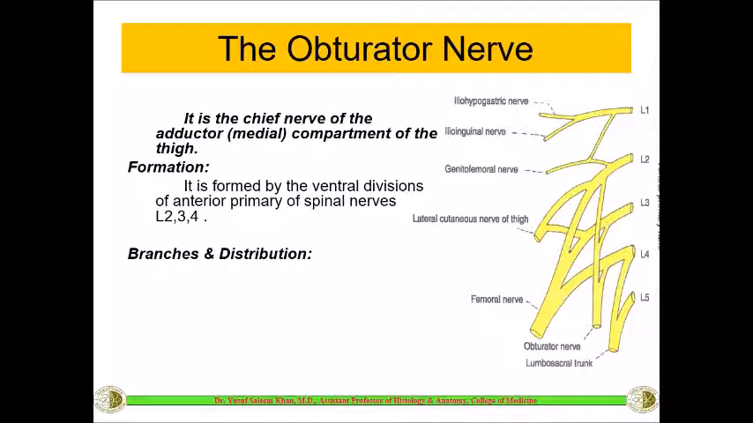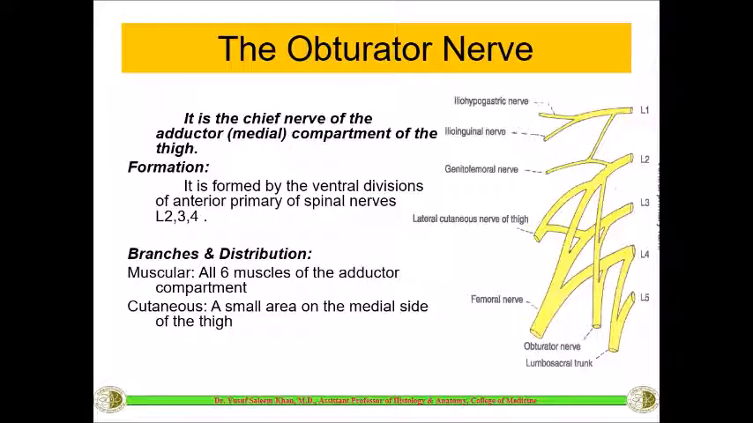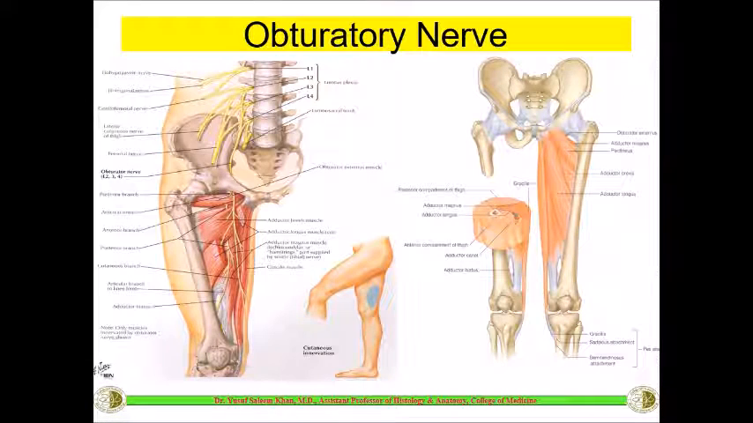What are the branches and distribution? As you have already seen, it will be supplying all the 6 muscles of the adductor compartment, that is the pectineus, adductor longus, brevis, magnus, as well as gracilis, as well as the obturator externus. And cutaneous branches, it will be supplying a small area on the medial side of the thigh. If you can see here, this is the area supplied by the obturator nerve on the skin. So this is the cutaneous supply of this obturator nerve.